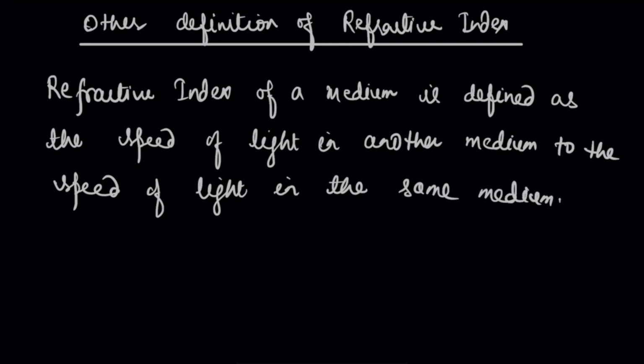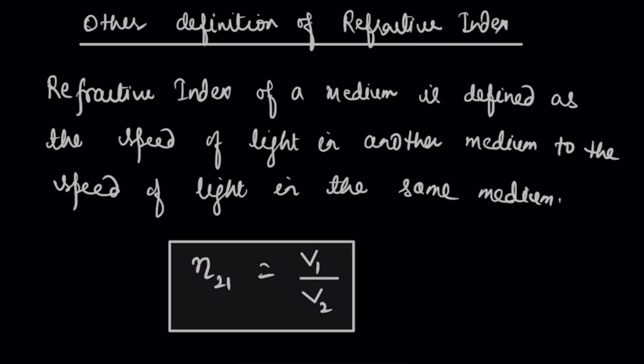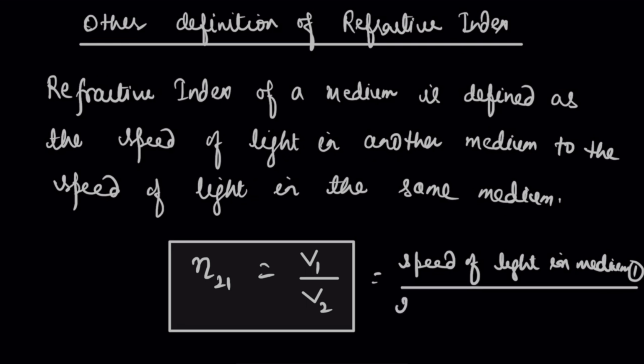So we can say that n21 is equal to v1 by v2. It means that the refractive index of medium 2 with respect to 1 is equal to the speed of light in medium 1 to the speed of light in medium 2.